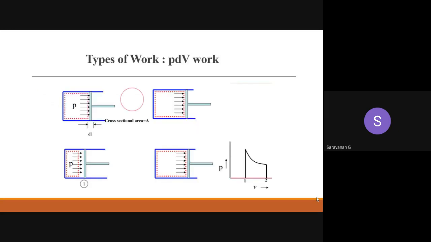So coming to the PdV work, pressure and volume work. PdV work is pressure and differential volume. dV is change in volume. Take the same example, a piston and cylinder arrangement. The cylinder is filled with gases. The cross section area of the cylinder is A. The length of the cylinder, up to the piston, is initially L. Then by applying the pressure P, the piston moves from the initial position by a change in length dL.